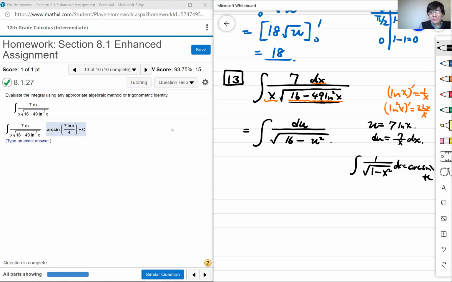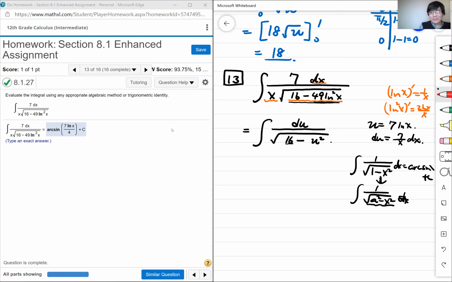Well, instead of 1 here, you have 16 here. So you have to use a formula for a squared minus x squared instead, which I really don't remember. So if you remember the formula for this more general version of the arc sine, then use that one to get the answer immediately. If not, you have to make a better substitution, or you will make another substitution.